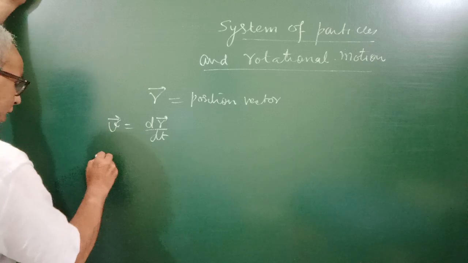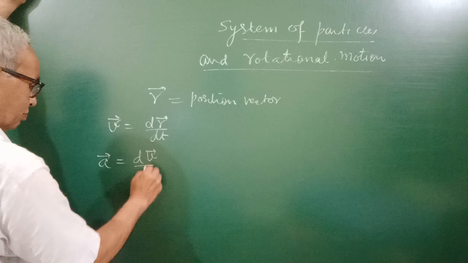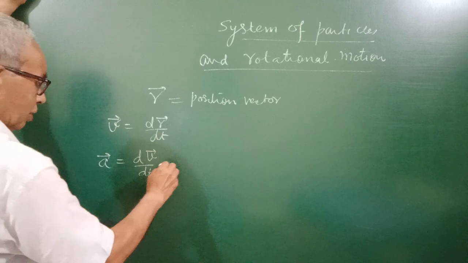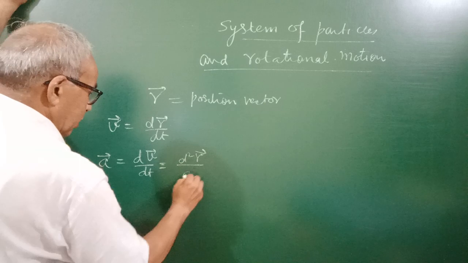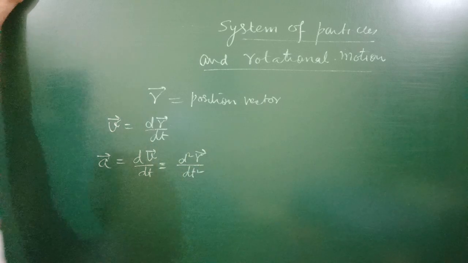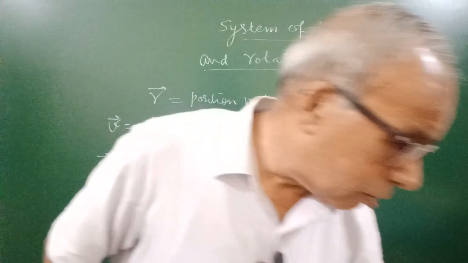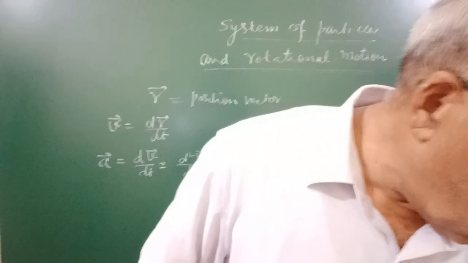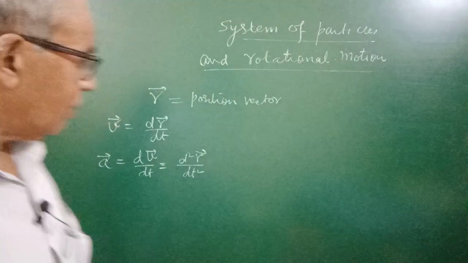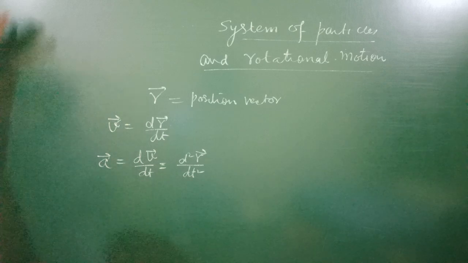Then acceleration vector a is equal to dv over dt. As v is this, we can write it as d2r upon dt square. Please remember these notations. Actually, we will remain confused with these alphabets, with letters and words, meaning नहीं करते हम.